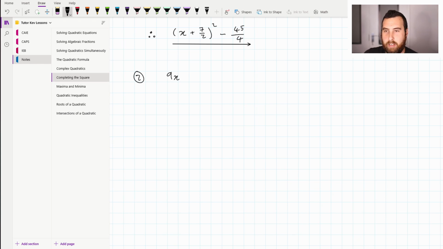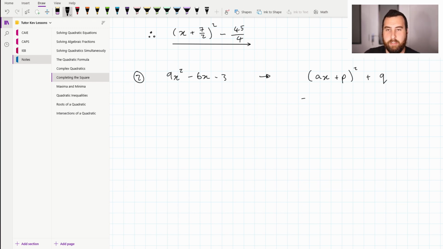And so they say 9x squared minus 6x minus 3, and they want us to put it into the form of (ax plus p) squared plus q. So here we see that the a term is now within the bracket. So we're going to do the same procedure. We're going to expand, and then we're going to compare our coefficients and then solve.